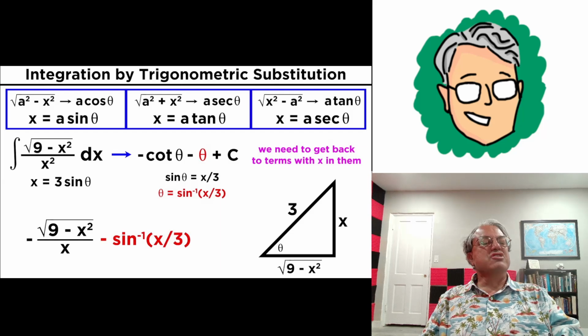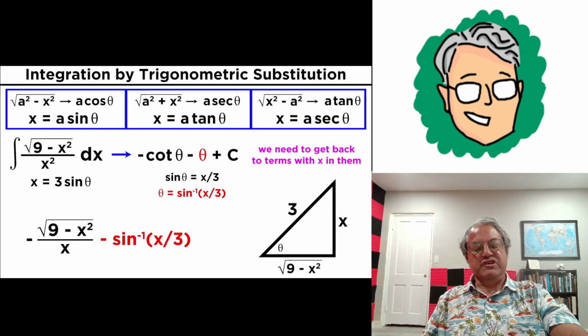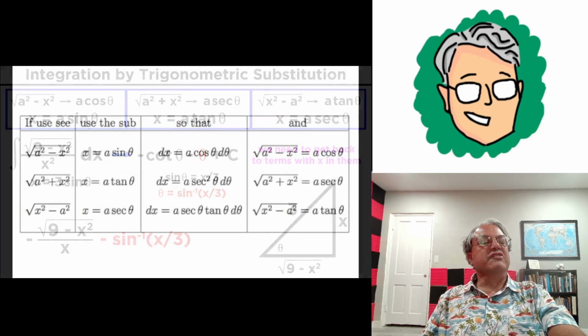Here's a simple example. Suppose your integral was the square root of 9 minus x squared over x squared dx. Well, in this case a is 3, so you let x be 3 sine theta, then the numerator becomes 3 cosine theta. x squared is 9 sine squared theta, and dx is going to be 3 cosine theta d theta. So when you simplify all this, you're going to get minus cotangent theta minus theta. I'll go over more examples like this, but this is the idea.